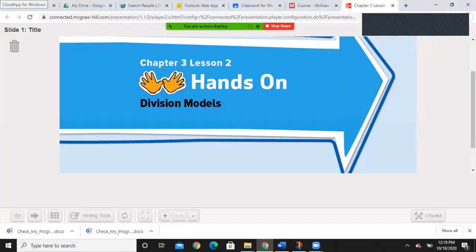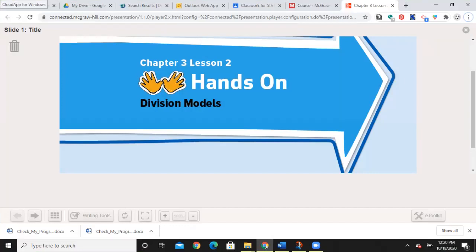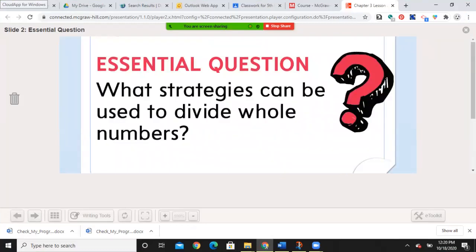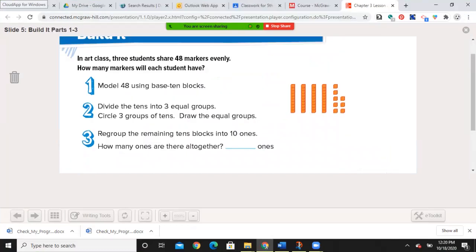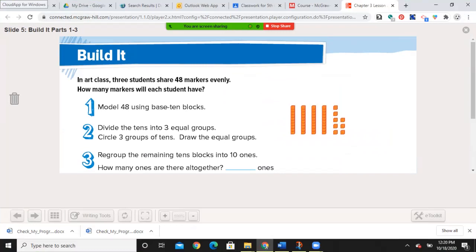Today's lesson: hands-on division models. The question in chapter 3 is, what strategies can be used to divide whole numbers? We begin on page 163 where it says Build It.